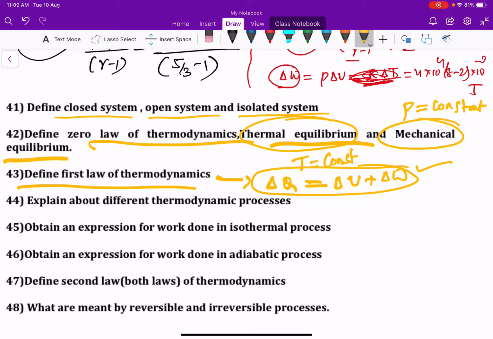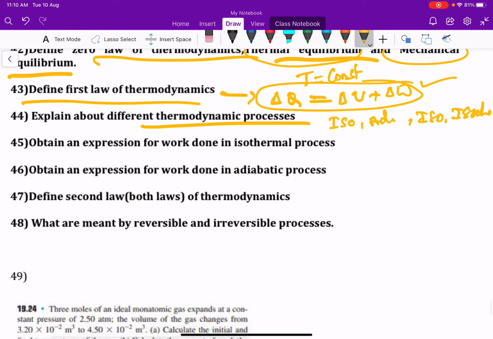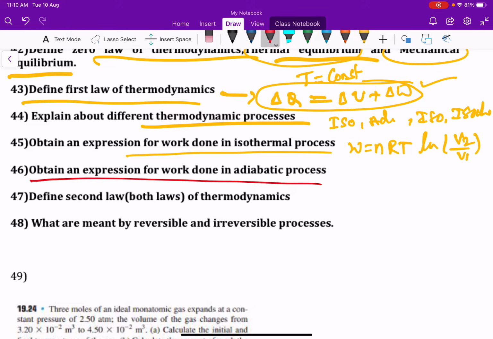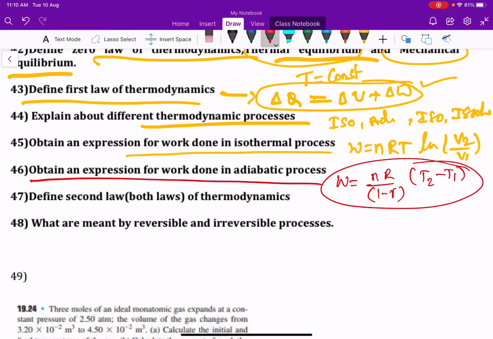Next, explain the different thermodynamic processes. There are 4 processes: isothermal process, adiabatic process, isobaric process and isochoric process. Discuss them and define them. Obtain an expression for work done in an isothermal process, that is work done W equal to nRT ln V2 by V1, or ln P1 by P2. So this is the work done in an isothermal process. Obtain an expression for work done in an adiabatic process. Work done in an adiabatic process is given by nR by 1 minus gamma into T2 minus T1. This is the expression for work done in an adiabatic process.